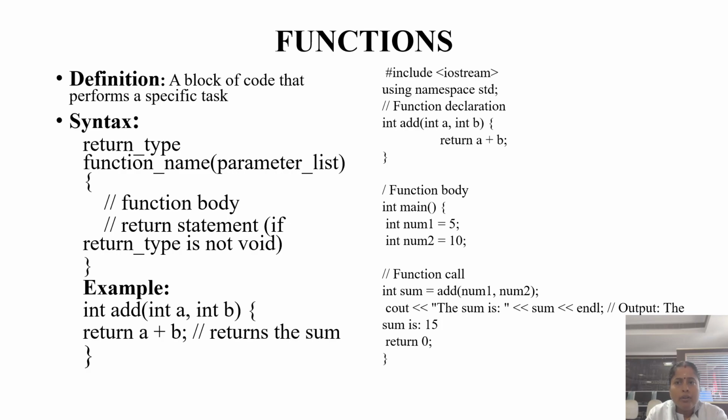C++ also supports writing functions, that is, user-defined functions, and this is the syntax for a user-defined function. A function is nothing but a block of code that performs a specific task. There should be a function declaration and a function definition. There should be a return type, a function name, and a parameter list, and within the curly braces there should be the function body and a return statement. And this is the example for that.